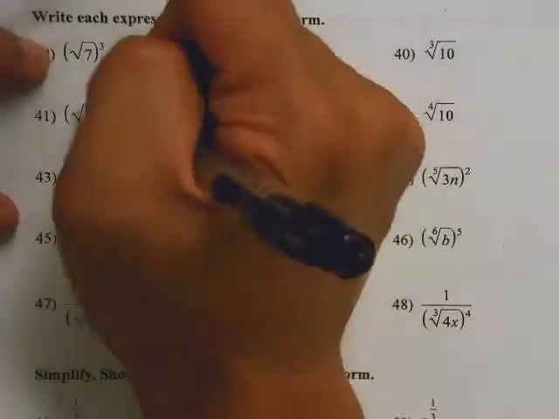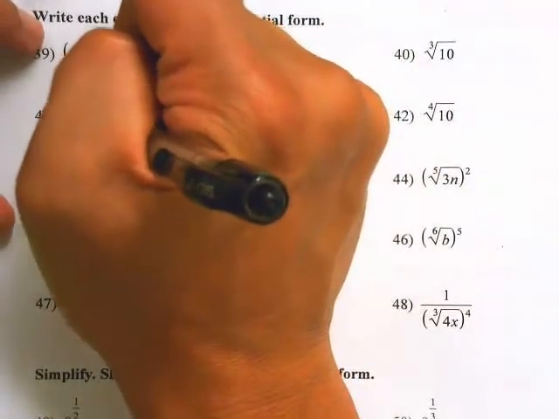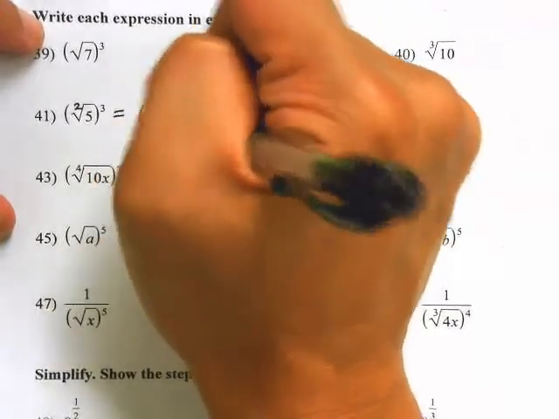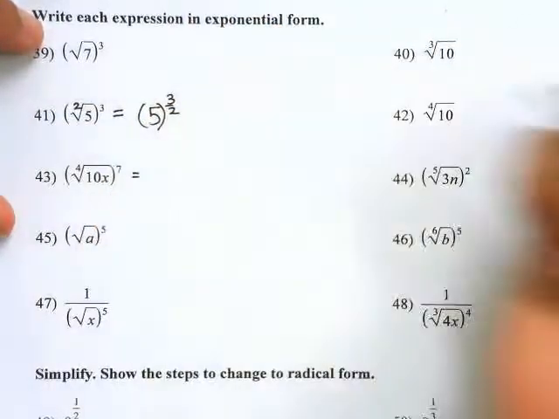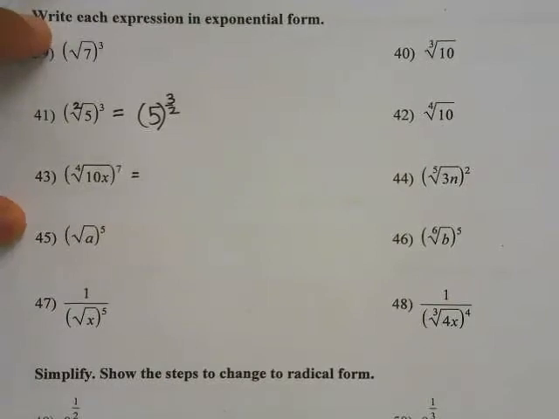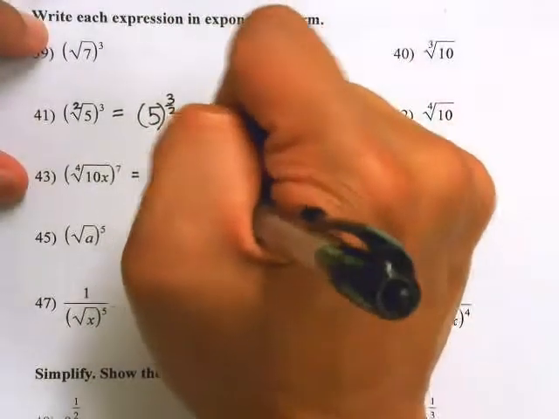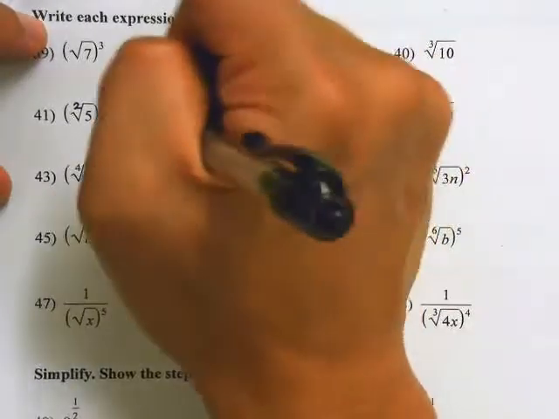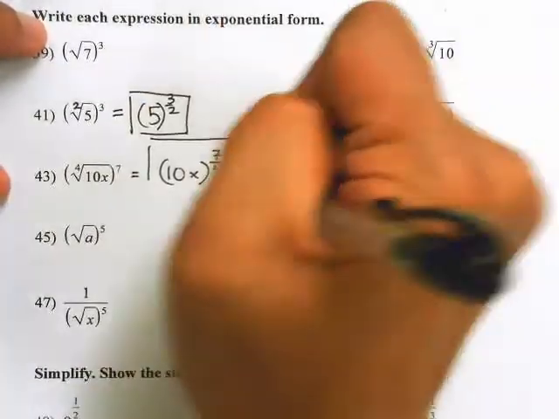So we could probably do maybe number 41. So there's a 2 over here. So this is 5 to the 3/2. And you can put parentheses here. I'll just do one more, number 43. So this is going to be 10x to the 7/4. Those should be okay.